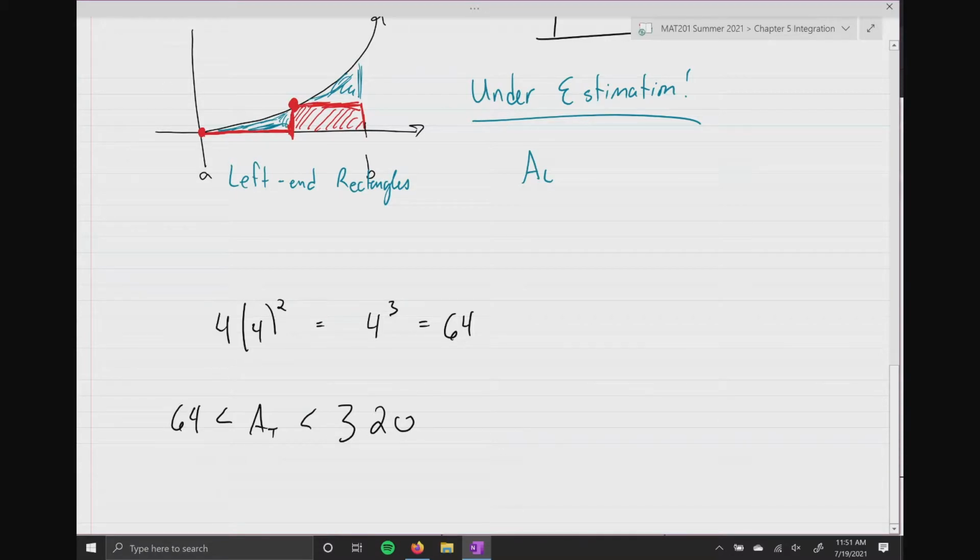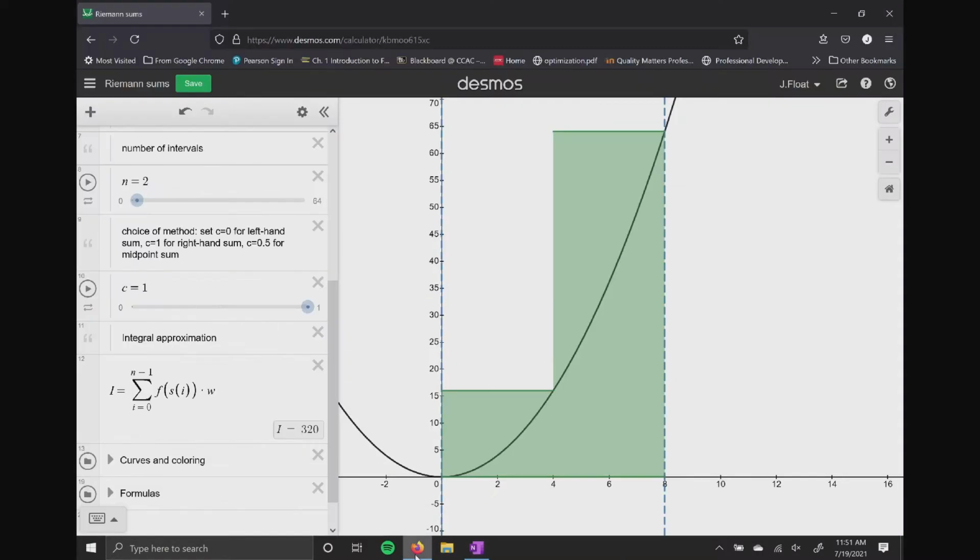Now, you can get a pretty good idea of this if you were to take 320 and just subtract 64. So 320 minus 64 right now is 256. So we should be thinking, maybe the area is somewhere around 256. However, we only have 2 rectangles. Let's see what happens when I increase the number of rectangles from 2 to 4.